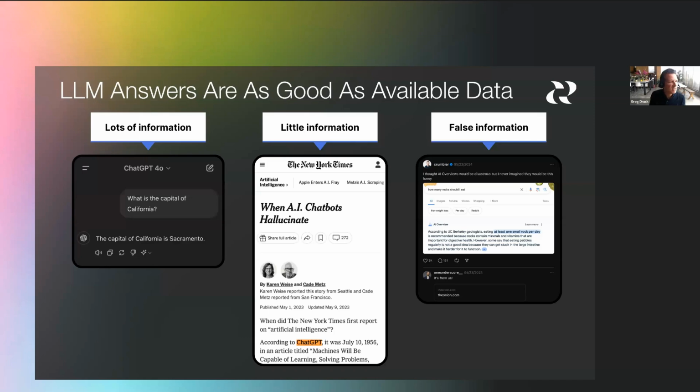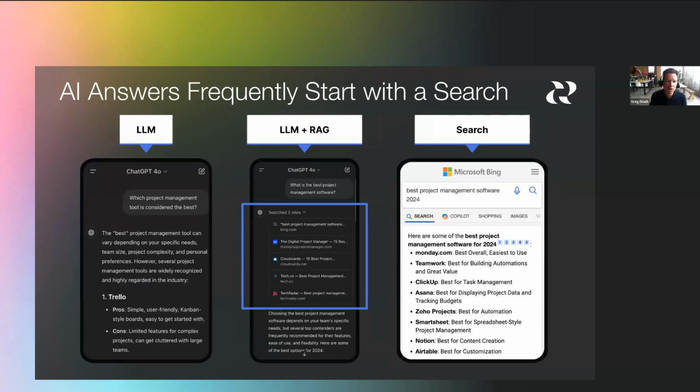1 rock a day. And then it turned out that the data that caused the LLM to say that was from an Onion article, which is not maliciously bad content, but it's satirical content and not really appropriate for this question, right? So what tends to happen is large language models will trust bad information if that's the information that they're given. So the little information and false information cases represent failure modes of large language models. And that brings us to retrieval augmented generation.